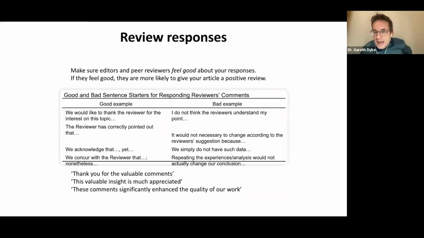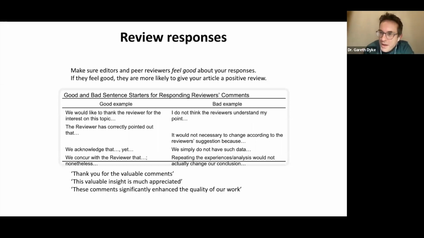We would like to thank the reviewer for his interest in the topic. The reviewer has correctly pointed out. We acknowledge, we concur. Thank you for the valuable comments. This valuable insight is much appreciated. These comments significantly enhance the quality of my work. These are good, positive ways to respond to peer review comments. Peer reviewers see these and they think, yeah, I did make a valuable comment. Yeah, I did put considerable time into working on this paper.